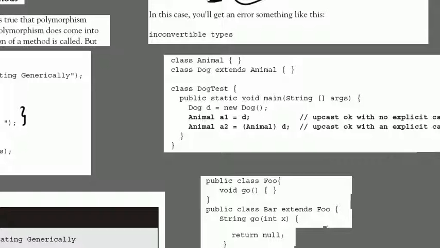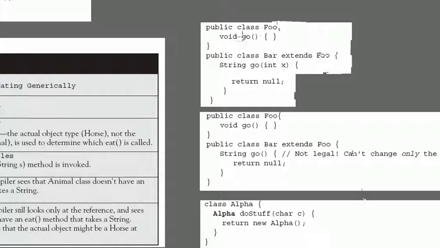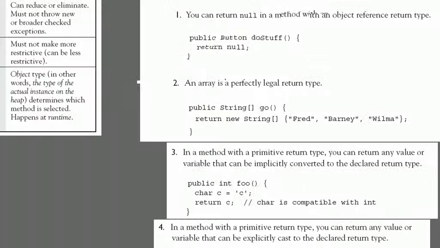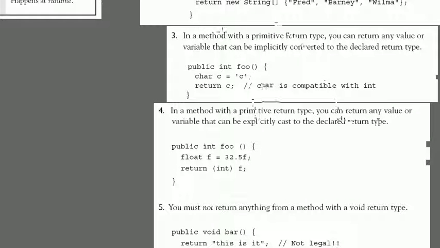Upcasts need not be explicit. Something like this need not be explicit. It could be done implicitly as well. Downcasts, however, should be explicitly stated. In the first case, this is fine, because I'm changing the type. But in this case, you're only changing the return type, and this is not a valid example of overloading. This is a valid way of returning. This is fine as long as the casts are implicit, and this is fine as long as the cast is explicitly done.